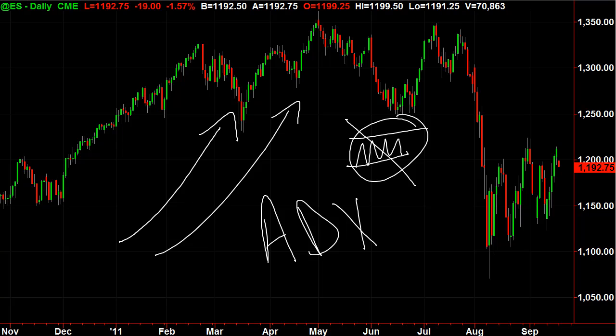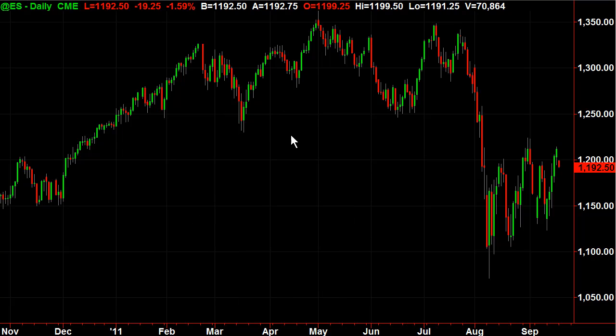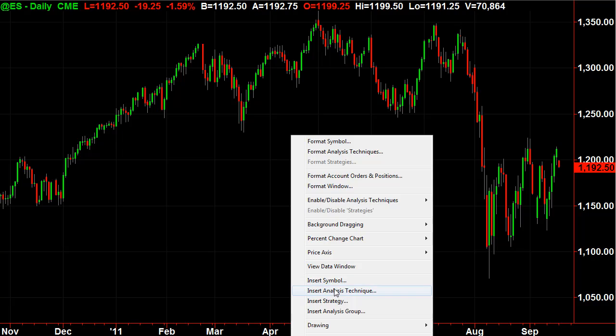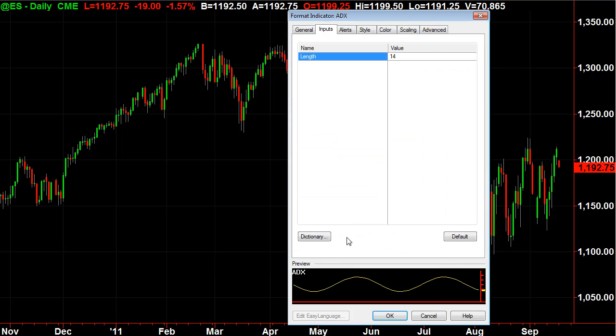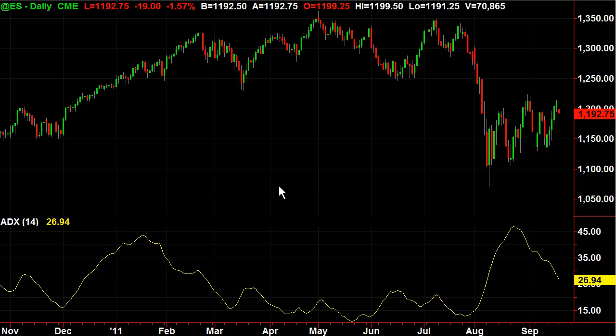So let's grab the ADX. It's really easy to apply. I'm going to right click, insert analysis technique, and then I'm going to grab the ADX, and prompt for format is selected. And I will make sure it's a 14 period. That's the look back. And now we've got this nice yellow line down below the price action.